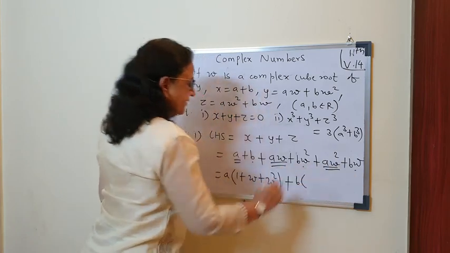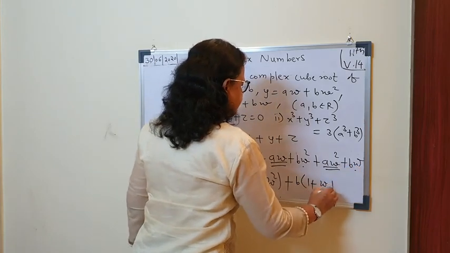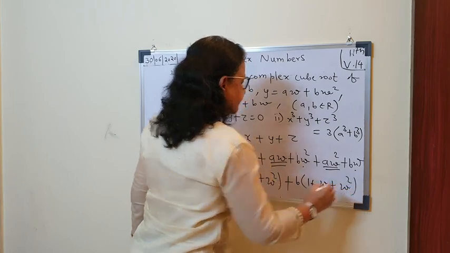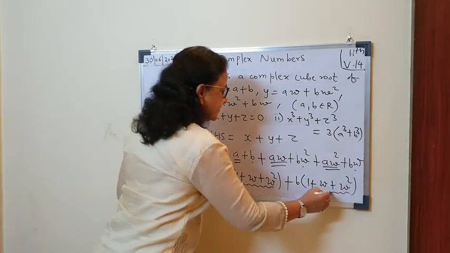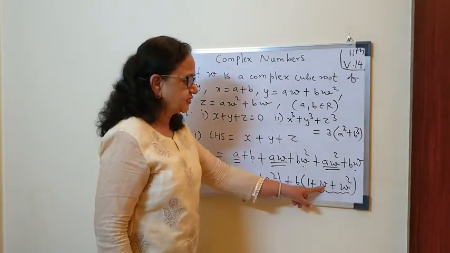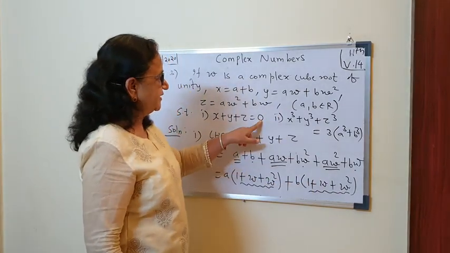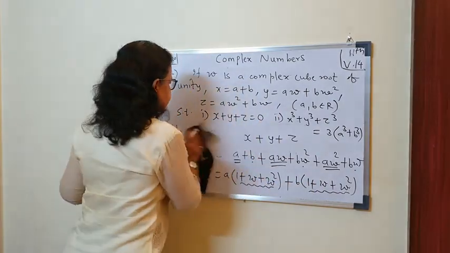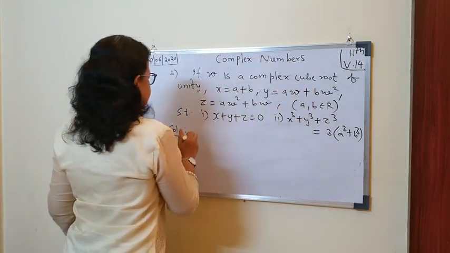If I keep b common, I get 1 plus omega plus omega square. But you know this bracket is 0 and again this bracket is 0. So now a into 0 plus b into 0. Everything into 0 is 0. So 0 plus 0 and you get the final answer 0, which is equal to RHS. So first part is easy. Let us try to prove the second part.